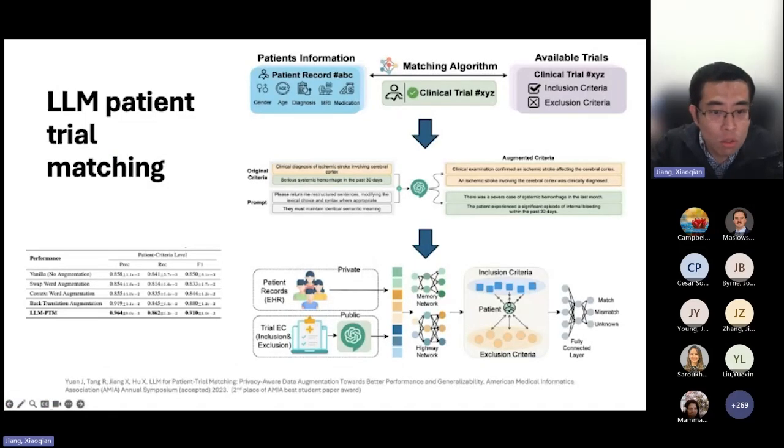With that said, I will also briefly introduce our additional work on large language model based patient trial matching. This won second prize in the AMIA Best Student Paper Award. We try to bridge everyday common people's language with the clinical domain language in the clinical trial, so that we can better align them and find the patients matching the trials.